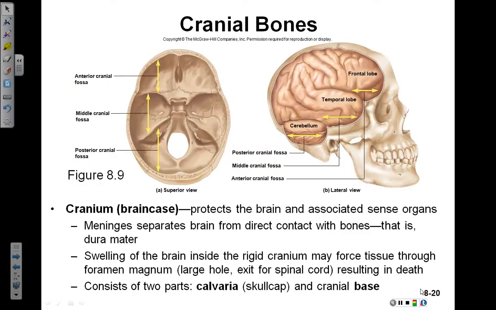Okay? It's hard to control swelling. It's a buildup of that CSF, cerebrospinal fluid, and it's hard to control swelling. Once the swelling starts, it's very, very hard for doctors to stop the swelling. So, like I said, the foramen magnum, the tissue is going to go through it, and it's going to result in death. So you have your skull cap, which is called the calvaria, and you have your cranial base, which is this part here. So your skull has what? Two parts, right?